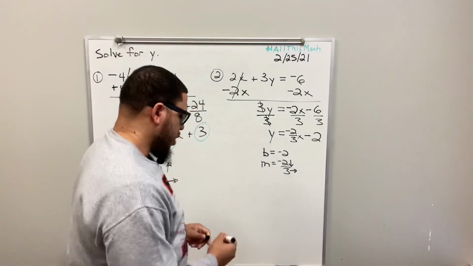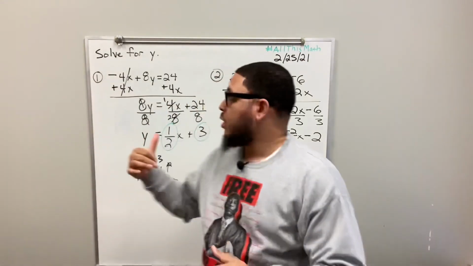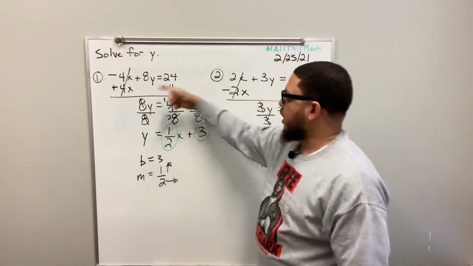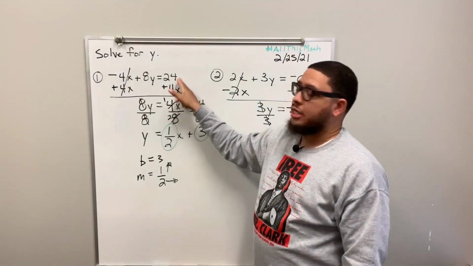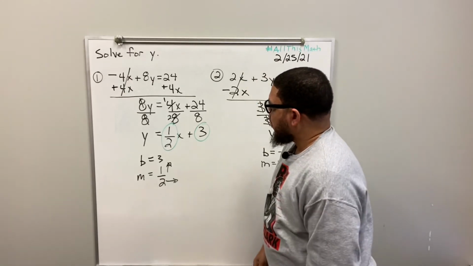So I just wanted to give you a couple little examples on how to solve for y when you're originally given equations in what we call standard form. Standard form because you have an x term and a y term on the left side of the equal sign and a constant on the other side. Standard form in number 2 as well.